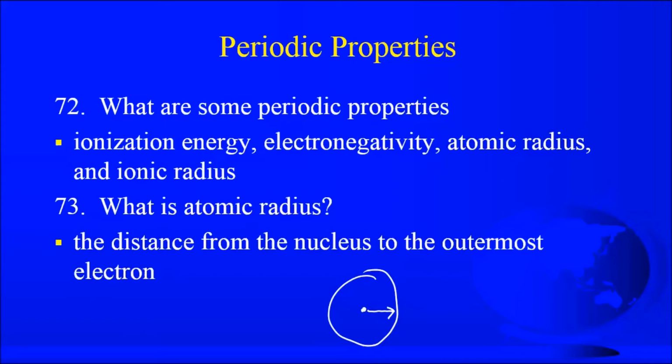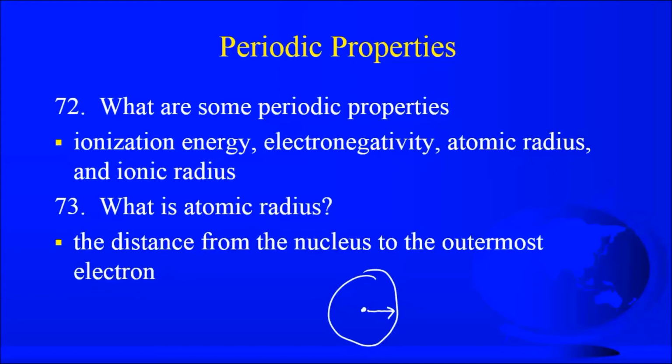Now, does anyone have a question for me? Somebody in first period asked me an awesome question. What's the question? No one has a question. Let me repeat. Atomic radius is the distance between the nucleus and the outermost electron.